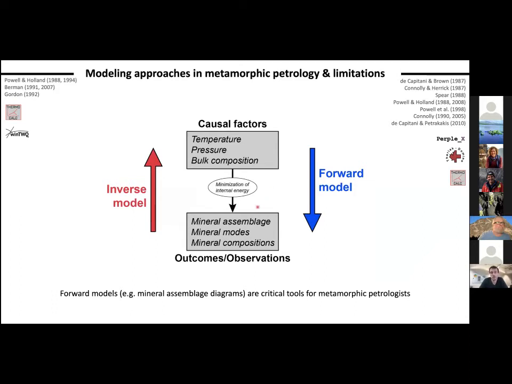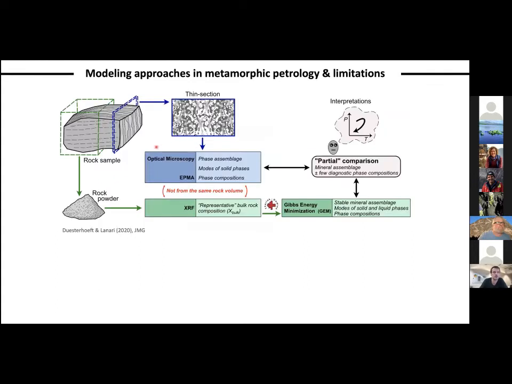One way to minimize the internal energy of a rock is to adjust the mineral assemblage, the mineral modes, volume fractions, and the mineral compositions. Those outcomes of metamorphism, those observations, reflect the temperature and pressure conditions of mineral formation and the bulk rock composition. The way we usually use those models, we take an on-size specimen of rock and separate it into two pieces. The first one, we make a rock powder and analyze it to get a representative bulk rock composition of our sample. This is the input of our forward model.